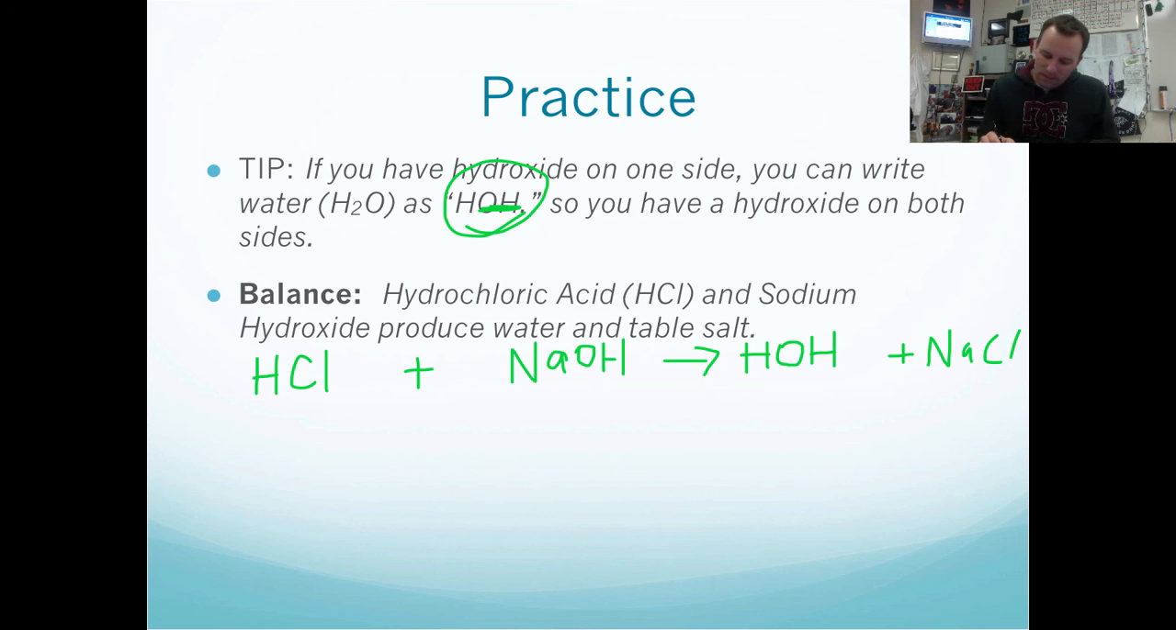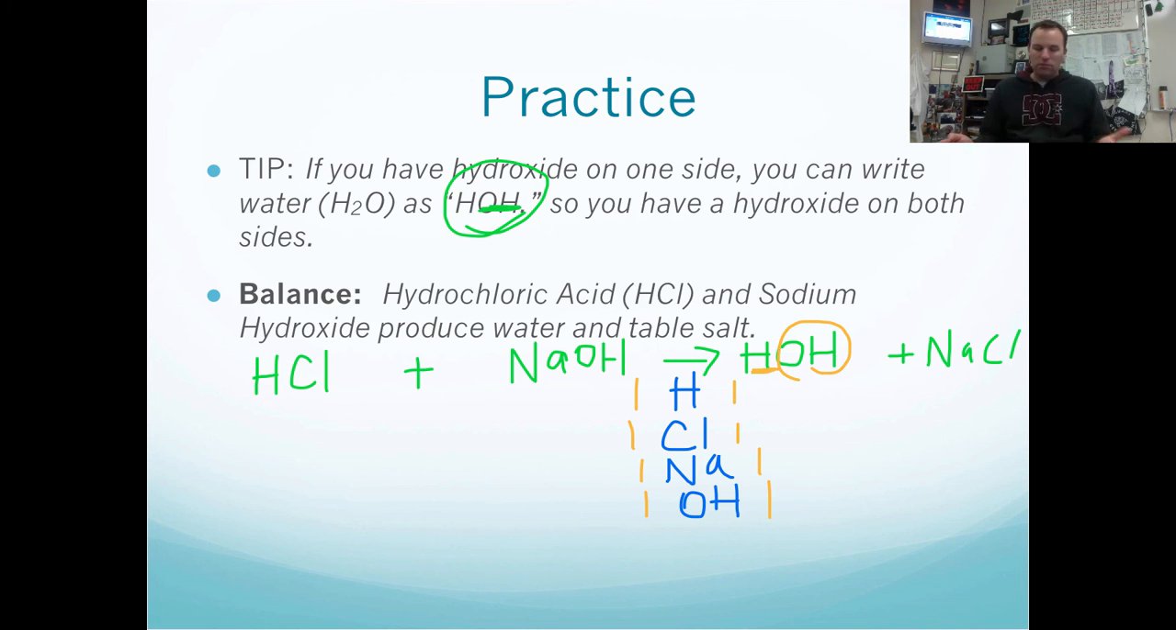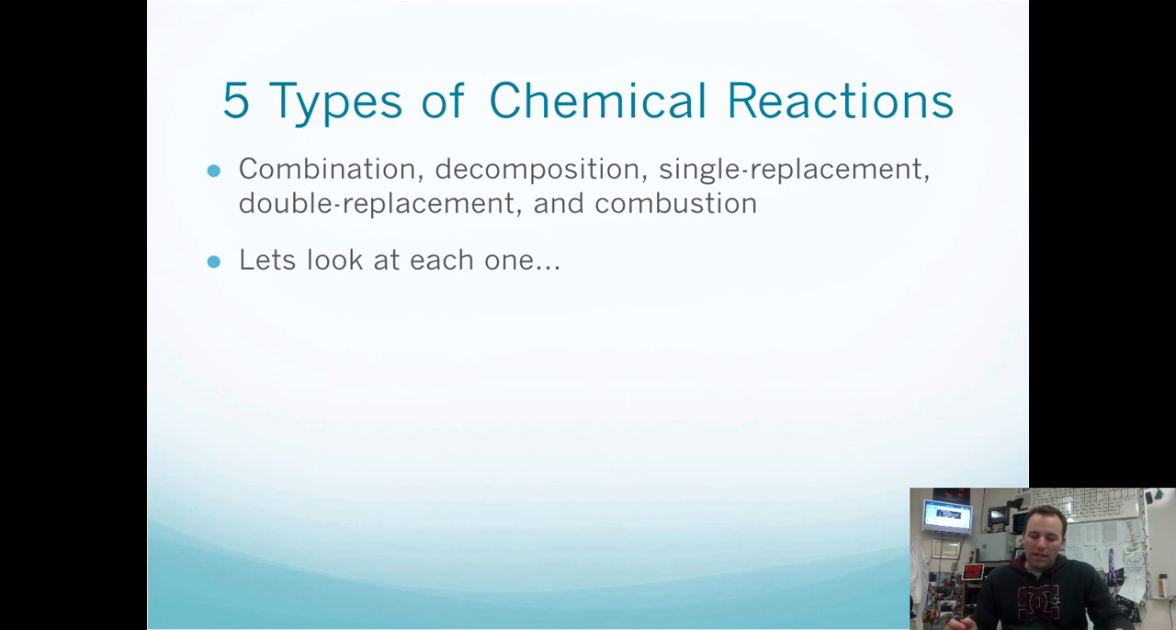Okay, so let's make a list. We have hydrogen, chlorine, sodium, and hydroxide. On the left-hand side, 1 hydrogen, 1 chlorine, 1 sodium, 1 hydroxide. On the right-hand side, 1 hydrogen right here, 1 chlorine, 1 sodium, and 1 hydroxide. This one works out perfectly balanced, but that was a good way to check and see that your equation is balanced. In the next notes, we're going to look at the 5 types of chemical reactions, but in class tomorrow, we will practice balancing chemical equations.